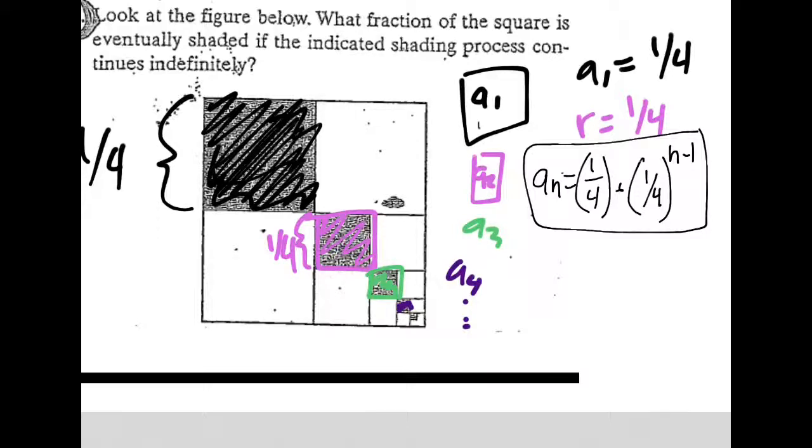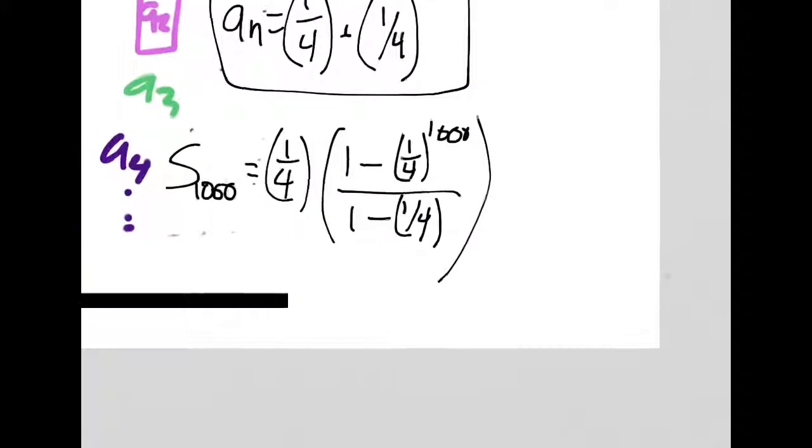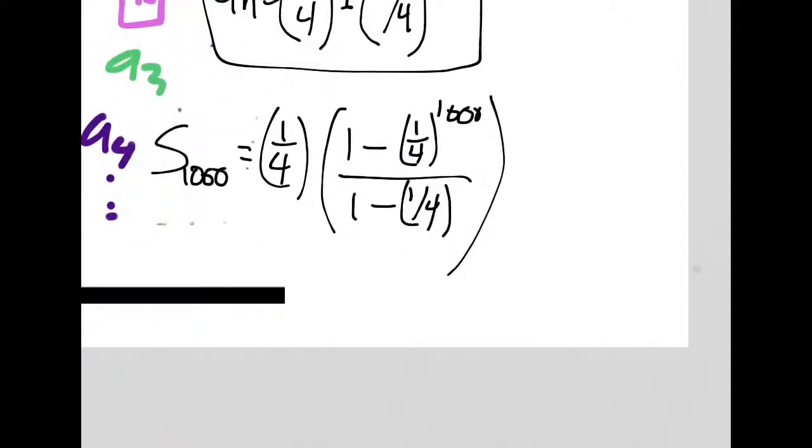And so if we wanted to calculate this sum, let's just pretend we were doing this for 1,000 terms, because that would get us pretty close. We would have S sub 1,000 equals our first term, which is 1/4, times this fraction, 1 minus my common ratio, which is 1/4, to the power of 1,000, divided by 1 minus my common ratio of 1/4. And now, without knowing about infinite series yet, we're going to be able to answer this question.